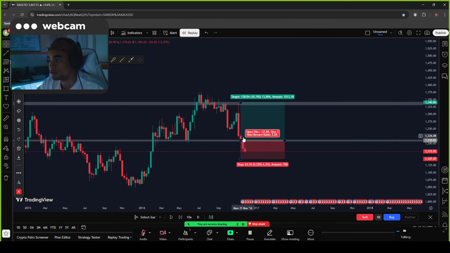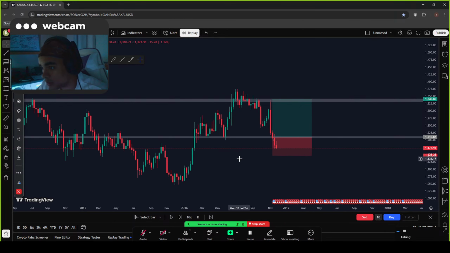It doesn't respect your range, which it shouldn't because it's done. Top wick, bottom wick, you're done. But let's say you don't see that and it comes down. Now you're looking at potential areas to risk manage.